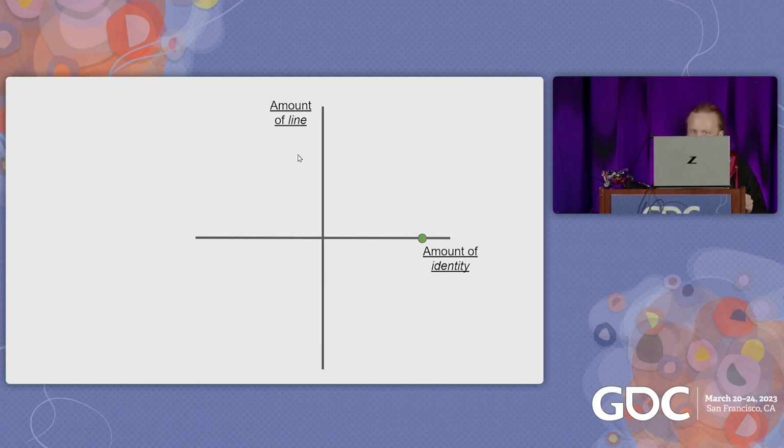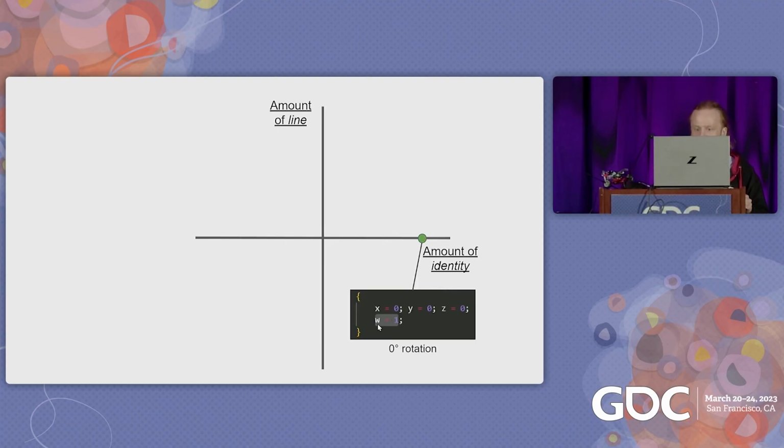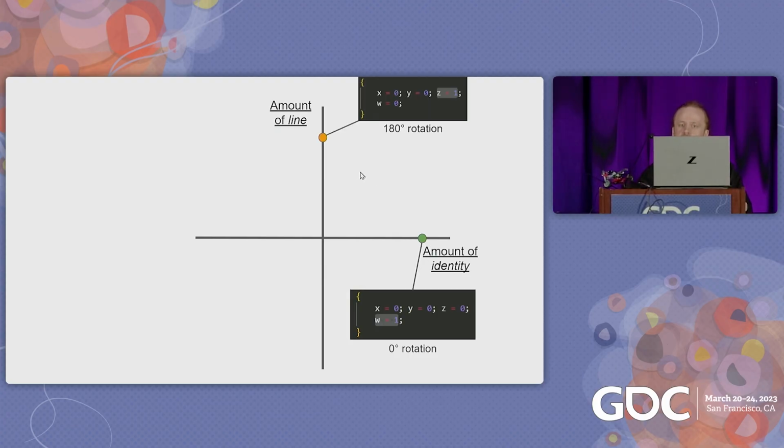So we've got our graph of the amount of line against the amount of identity, and we're going to start with this quaternion, which is the w equals 1 quaternion, because it's got no line part. So its line part is equal to 0, and it's got a w part, so it's the identity. It's the 0-degree rotation. Fine. How about this one? Well, this is a 180-degree rotation, because it's got z equal to 1. I chose z because why not? I could have chosen any of the others, and so long as I had w equal to 0, I could have put it here. So this is a 180-degree rotation, as I took great pains to tell you about earlier.